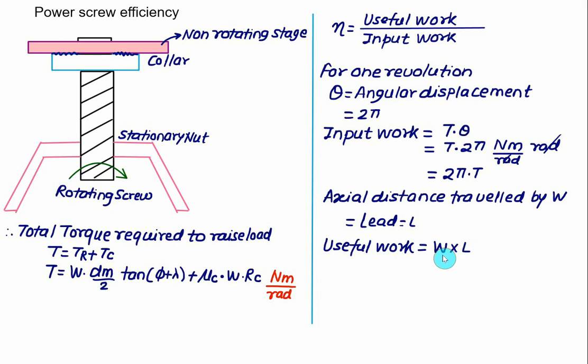So we can put this value back here and calculate the efficiency. The efficiency formula in the case of a power screw becomes useful work, W multiplied by L, divided by input work, 2 pi multiplied by T. So remember this equation if you are interested to know the efficiency in the case of a power screw, that is W into L divided by 2 times pi multiplied by torque. The unit of W into L is Newton meter, and the unit of the denominator is also Newton meter, so they get cancelled. So efficiency is a dimensionless term.